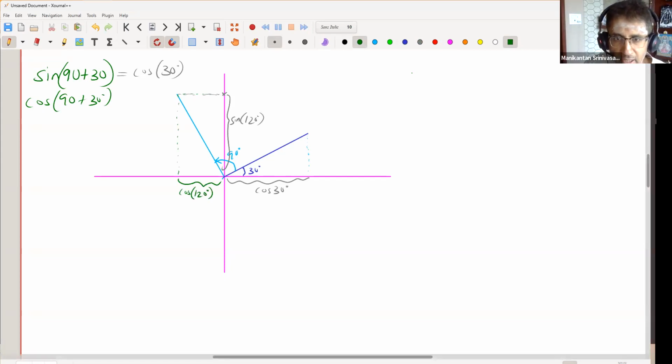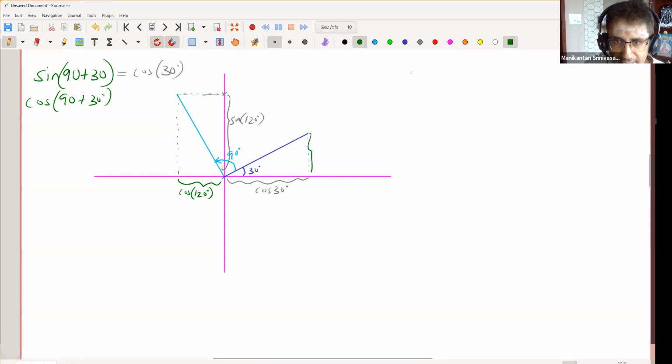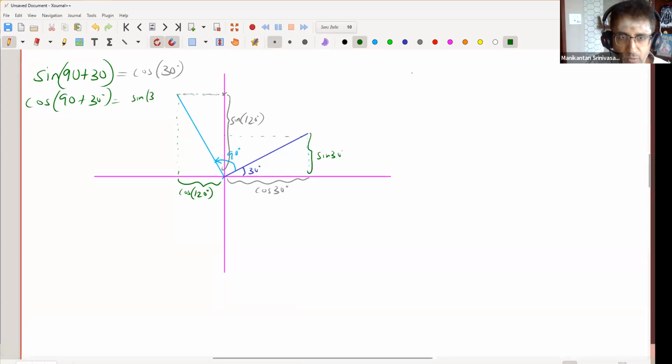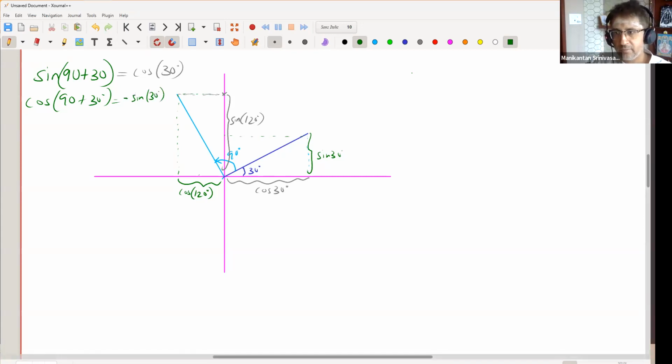Okay. And what is sine 30 in length is same as this, right? You're able to visualize that it's the same rectangle. Everything has been just rotated by 90 degrees. So lengthwise, it's same as sine 30, but magnitude wise, it's negative because it's falling on the negative x-axis, right?